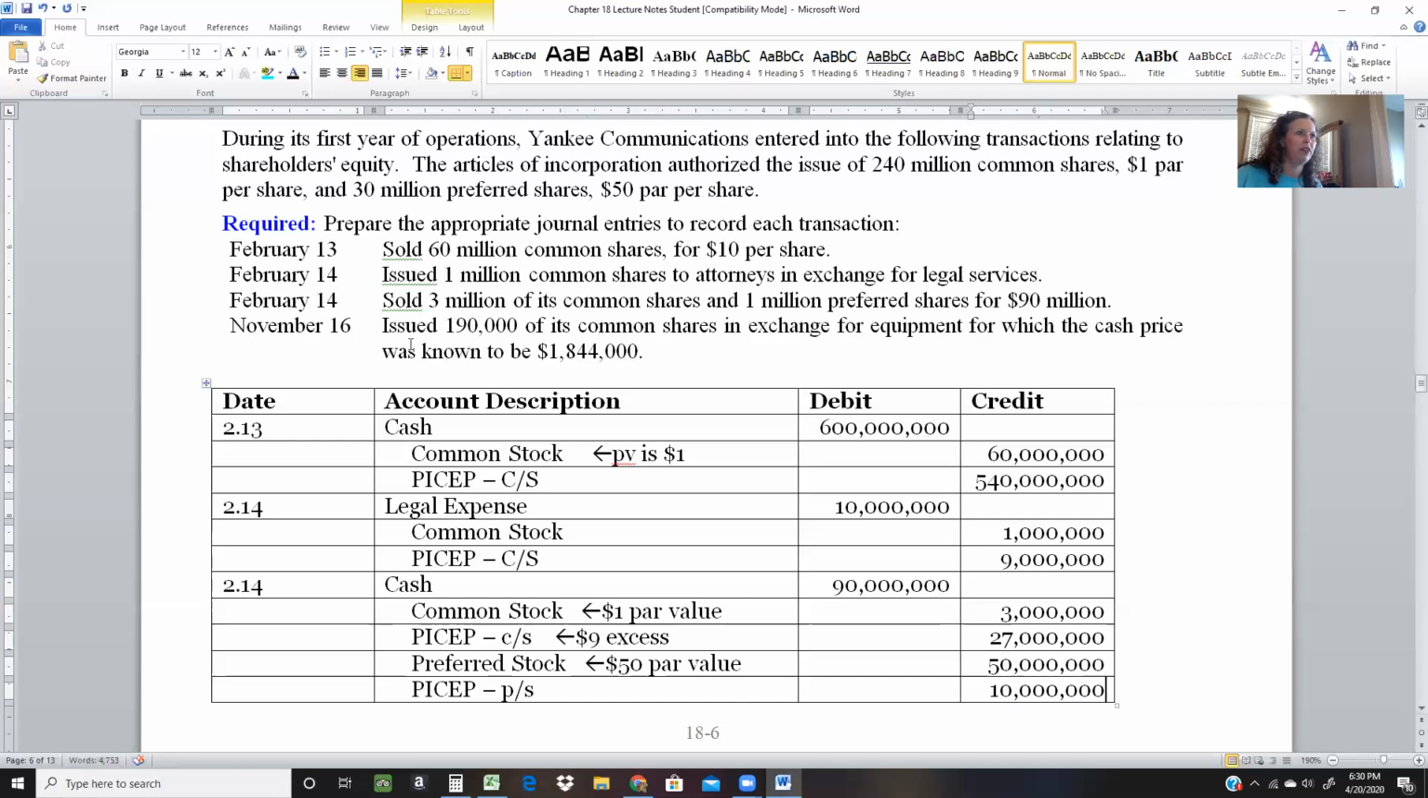So that was fun. And then on November 16th, we are going to issue 190,000 of its common shares in exchange for equipment for which the cash price was known to be $1,844,000. I was looking for some known because I was hopeful that they would tell me what the excess was, because I know it's 190,000 shares.